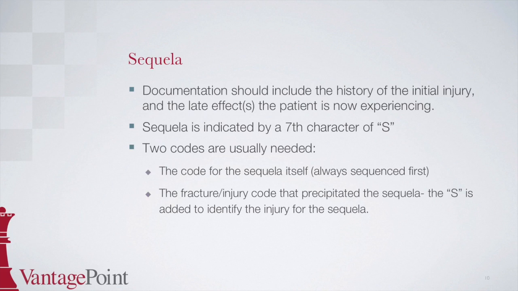In this chapter, 2 codes will be required for sequelae or late effects of pathologic fractures. The first code is for the sequela itself, such as ankle pain. The second code is for the fracture that caused the ankle pain, with a 7th character of S to indicate that the ankle pain is a sequela of the fracture. Let's try an example on the next slide.